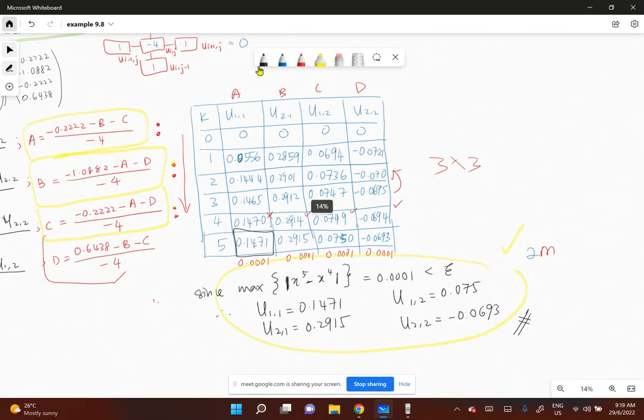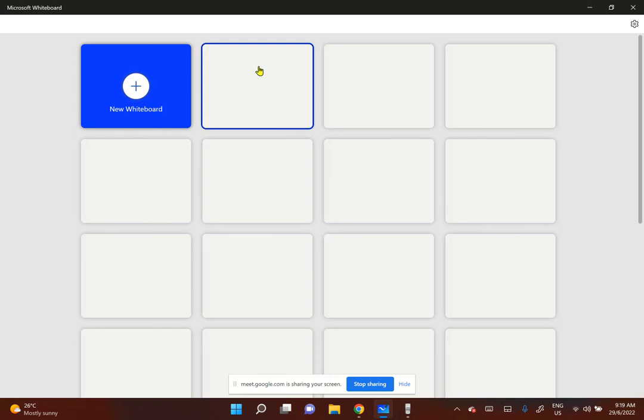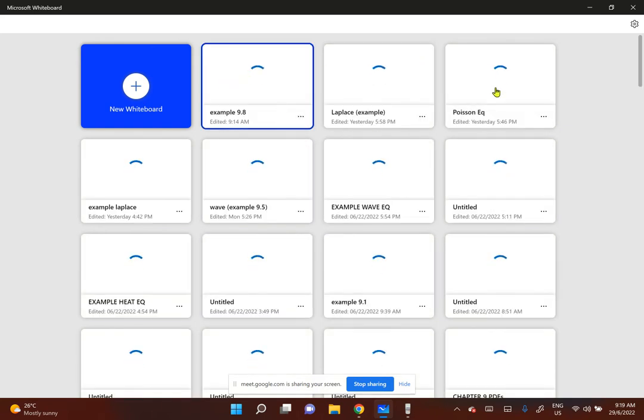I look at the example. Or I just write it. I remember that it is the same. Oh, example 9.10. Use this again, just use this one. The same template. Poisson equation.